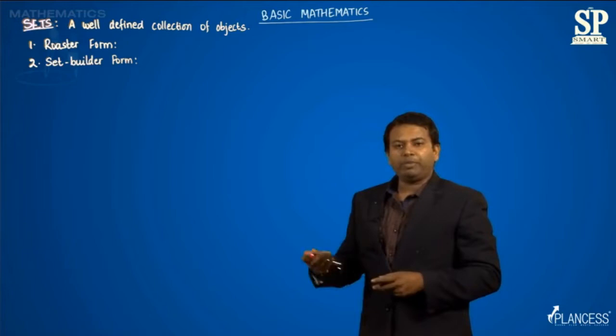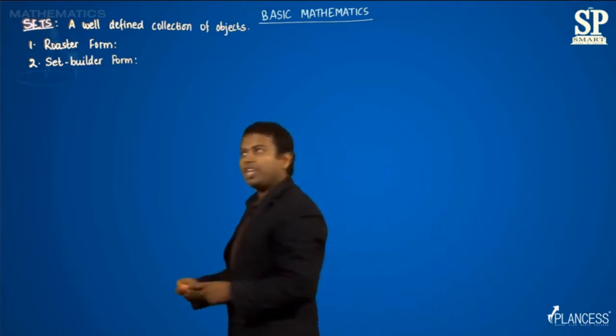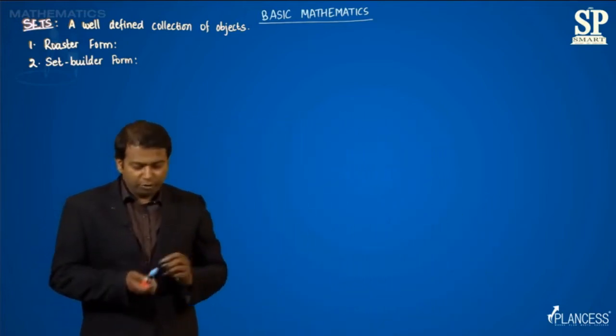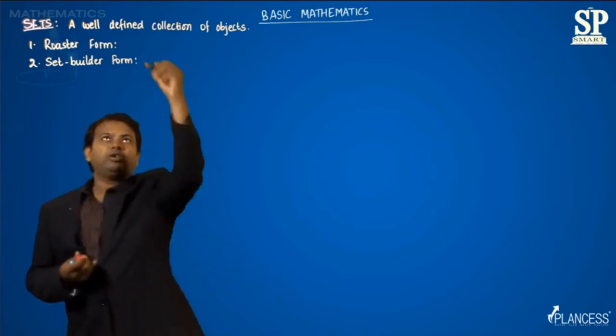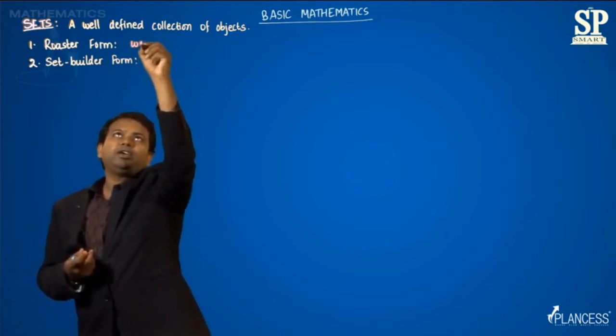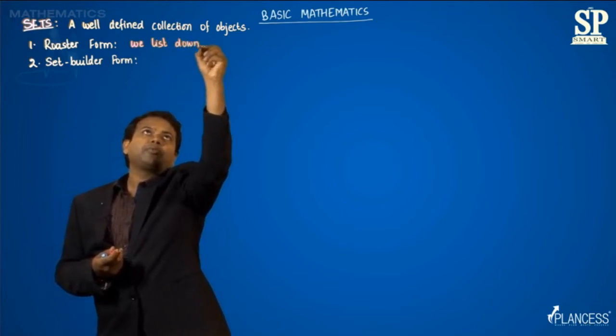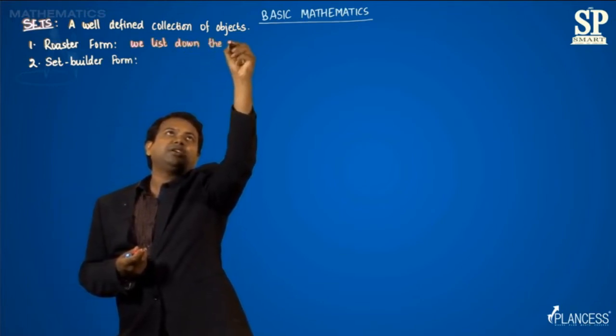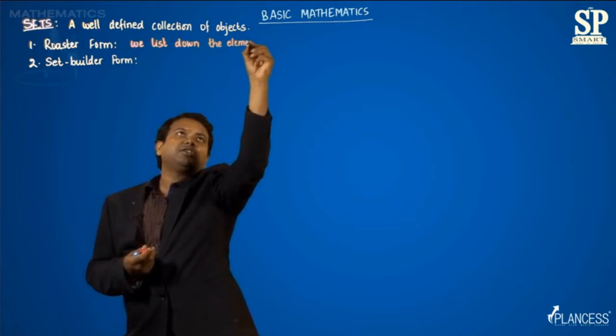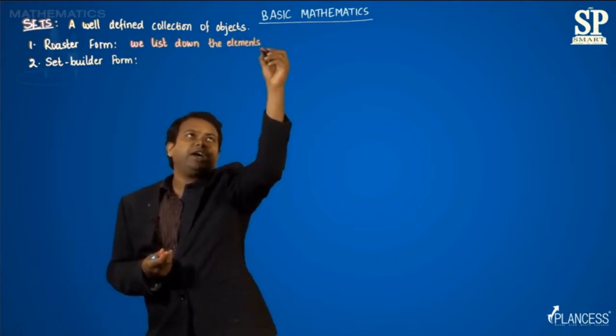So what do we basically mean by roster form? Now in the roster form we basically list down the elements separated by a comma.